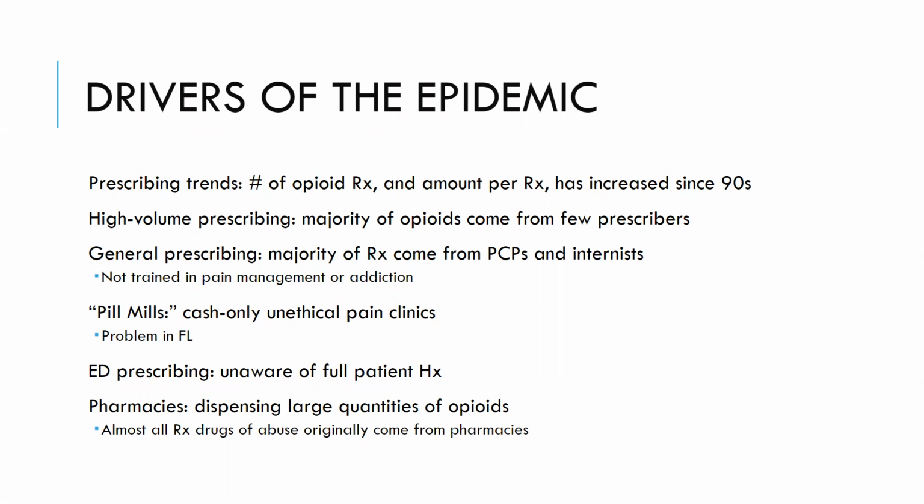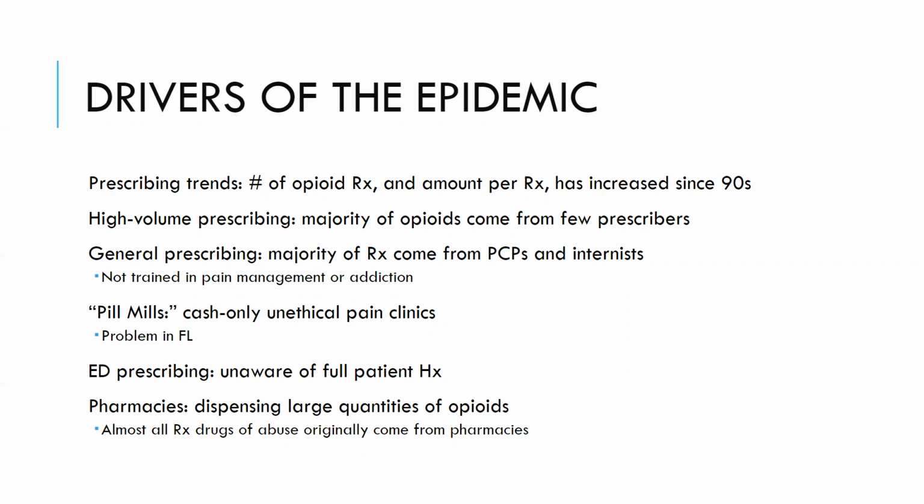Some of it also comes from pill mills, which are cash only unethical pain clinics, primarily a problem in Florida. These are places that understand that they're writing prescriptions for addictive drugs, and that's kind of the purpose, to write as many of these scripts as possible. They're cash only, they're not really going through insurance. The aim is to maintain addiction and make money versus to treat.